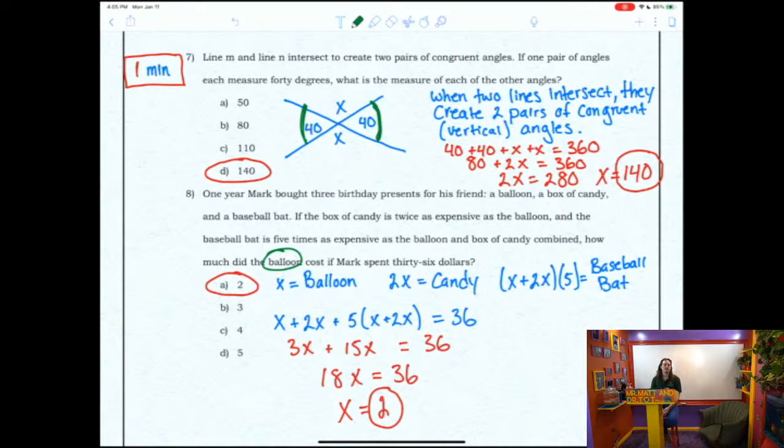So again, there's a coincidence here that the value of x is actually the answer, but you always need to go back. I could have asked you how much the candy costs, or how much the baseball bat costs, which I will in the next few questions. So it's not always going to be just x, and that's a real common pitfall for a lot of students.